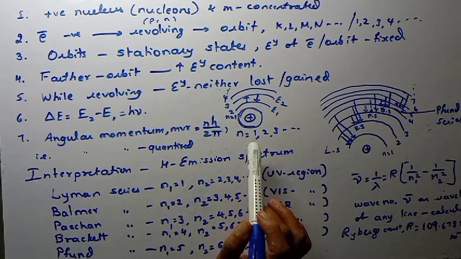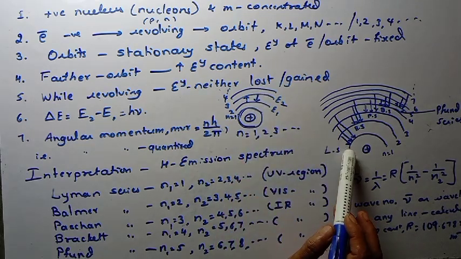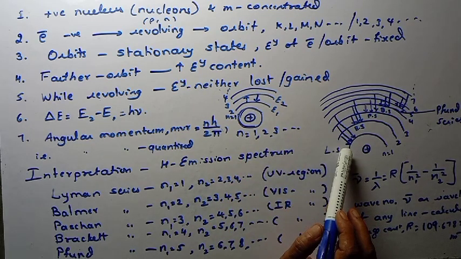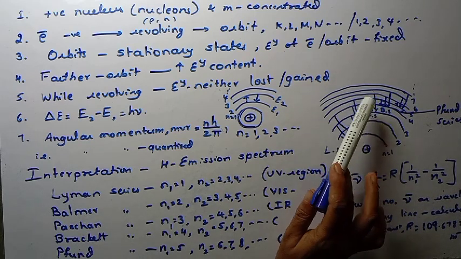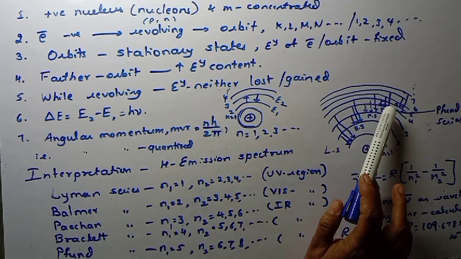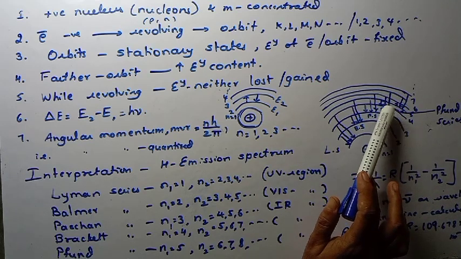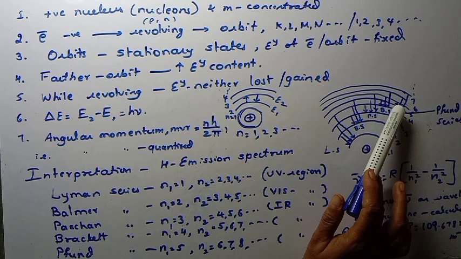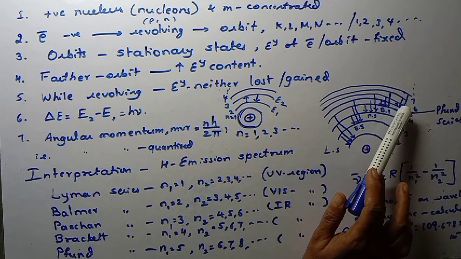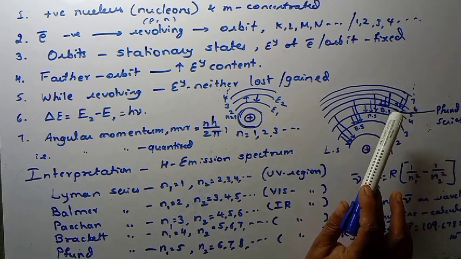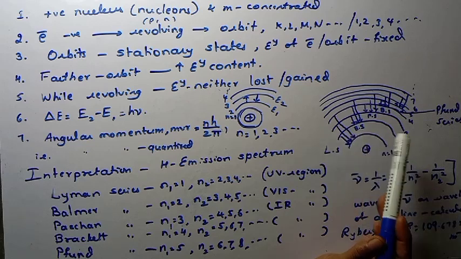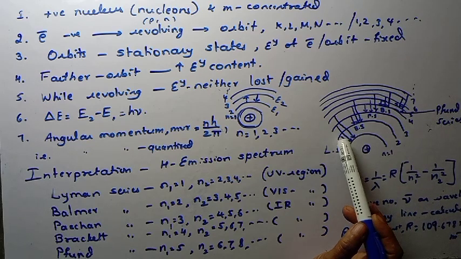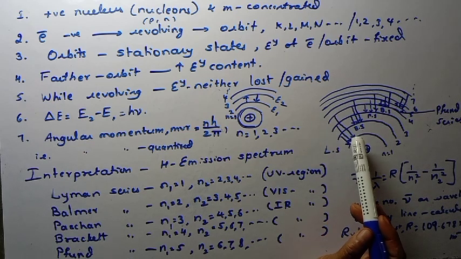While coming back, either they may jump directly to the first orbit from any of the higher orbits, or they may jump to the second orbit from any of the higher orbits, or the third orbit, or the fourth orbit. Similarly, they may jump to the fifth orbit from any of the higher orbits. While coming back to a lower orbit, they emit energy. Longer the wavelength, shorter the frequency; shorter the wavelength, longer the frequency. That also holds good here.